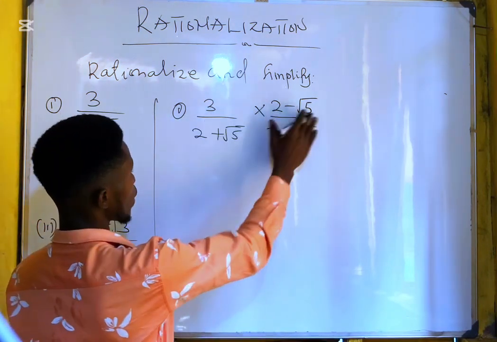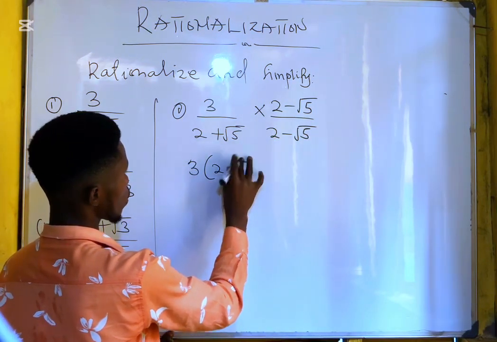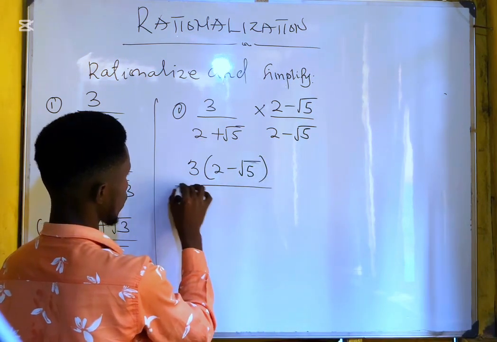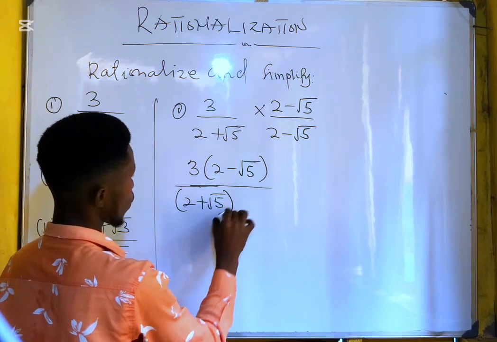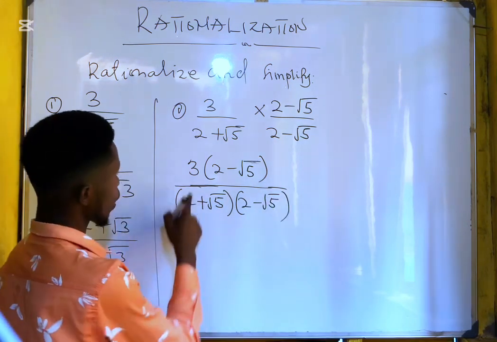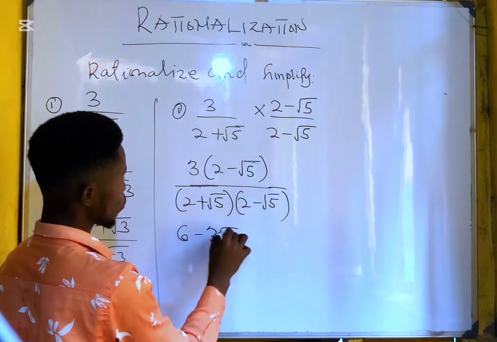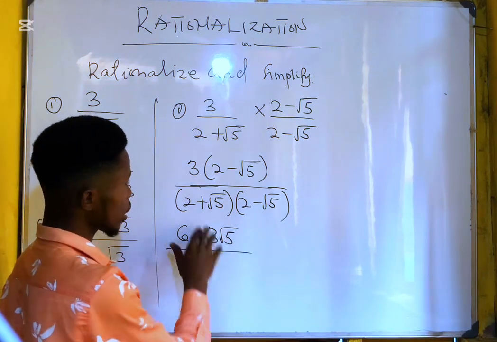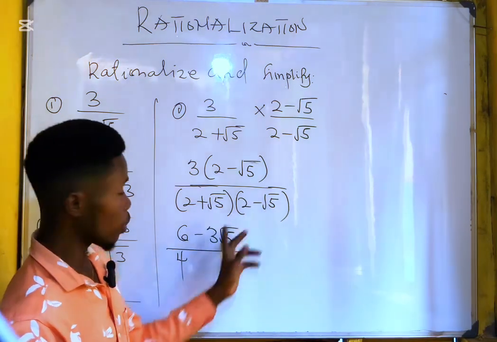Now I'm going to multiply this by this and that by that. So we have 3 bracket open 2 minus root of 5, all divided by 2 plus root of 5, 2 minus root of 5. Now 3 times 2 is 6. 3 times this will be negative 3 root 5. 2 times 2 is 4. Now if you look at the down one, this is difference of 2 squares. So you can decide to multiply the 2 by 2 here, and you multiply this and that, and forget about the middle one.